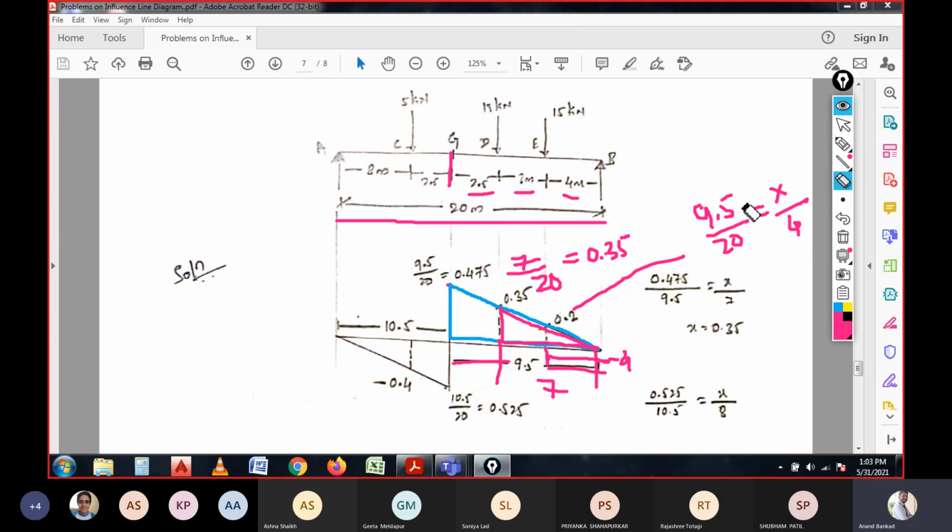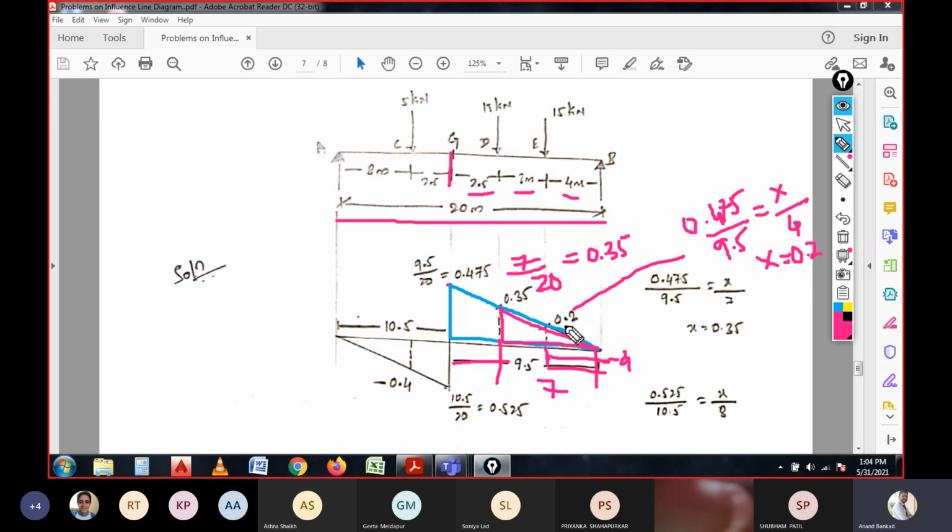Sorry, it should be written as the value of 0.475. That means a similar triangle needs to be considered, and here the total span is 9.5. So 0.475 divided by 9.5 equals the unknown divided by 4 meters, and the x value will be 0.2.